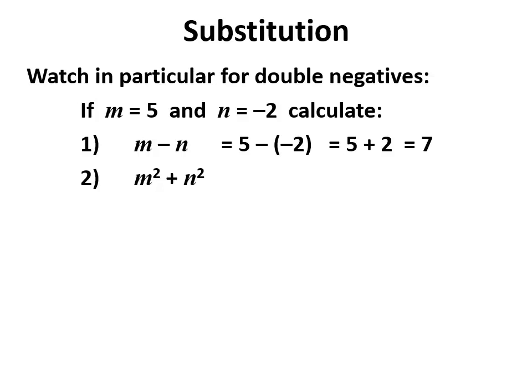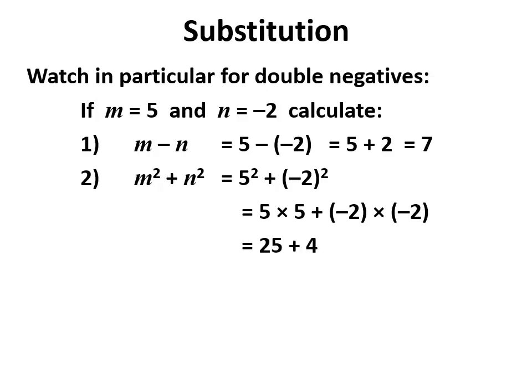m squared plus n squared, well, the 5 squares and the minus 2 squares. That's 5 times 5 and (minus 2) times (minus 2), which is 25 and 4, because minus 2 times minus 2 is plus 4. It's really important to remember that minus 2 squared is positive 4. The negatives cancel at the square, so the answer is 29.